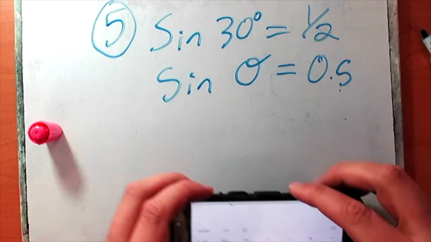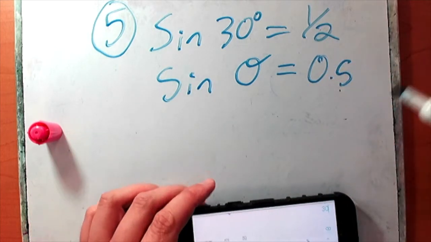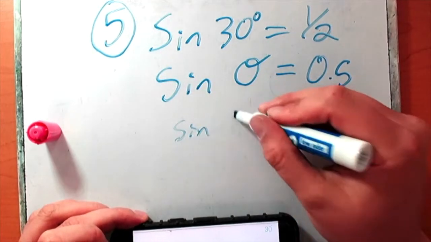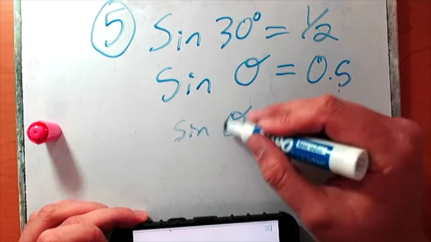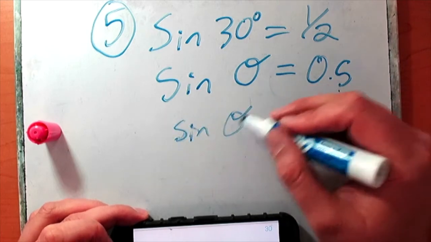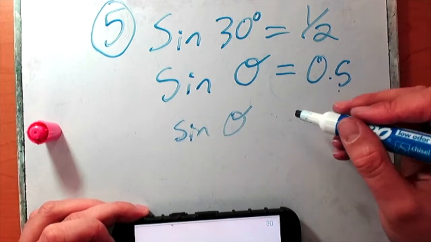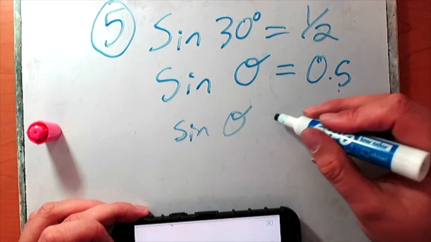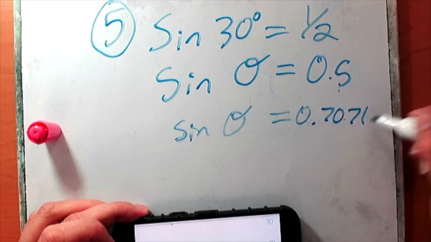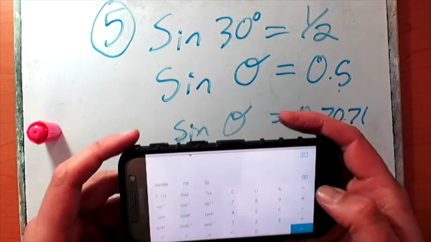So in this case, we have sine of some angle that we don't know. We're going to call this theta. This is a really popular variable. You can call it x, whatever, but you should get used to different variables. Sine of something equals 0.7071. All right, well, how do we do this?